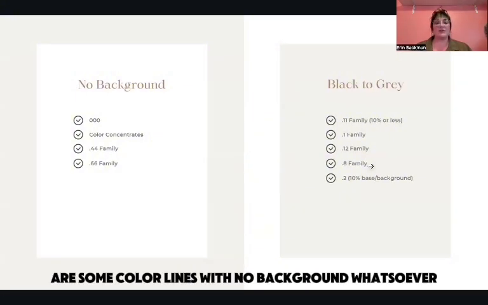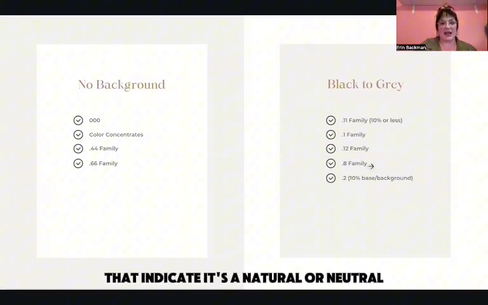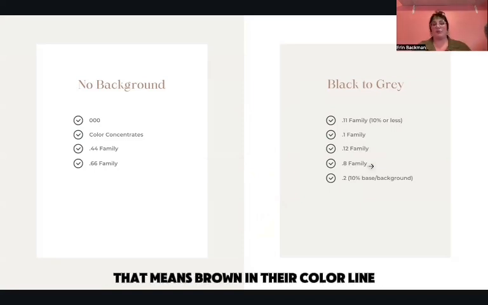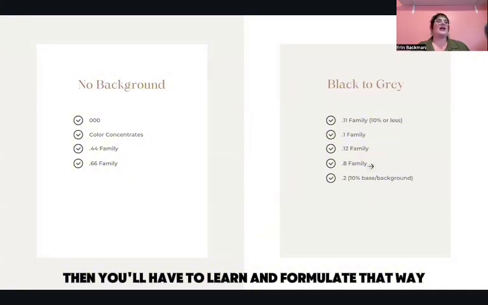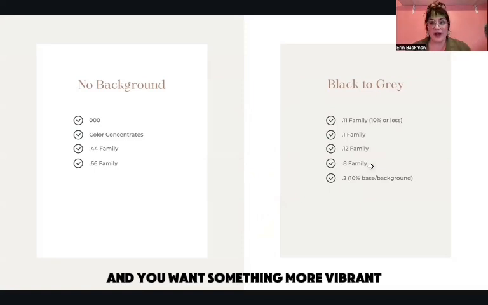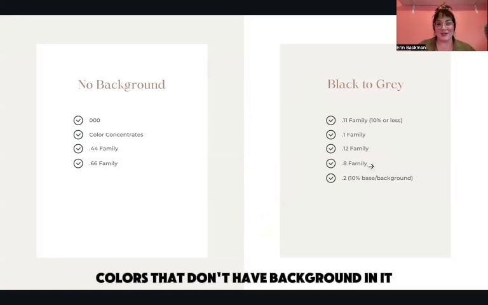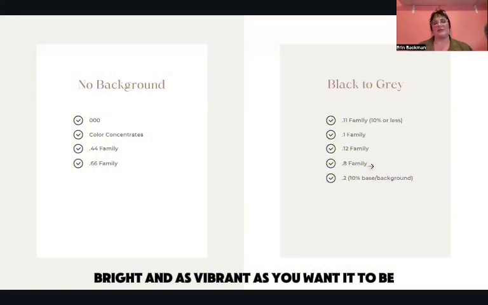There are some color lines with no background whatsoever. So if they contain any numbers like a 0 that indicate it's a natural or a neutral, that means brown in their color line, then you'll have to learn and formulate that way. Versus if you have a color line that does have backgrounds and you want something more vibrant, you'll need to find colors that don't have background in it so that it'll be as bright and as vibrant as you want it to be. So let's talk about Arete.